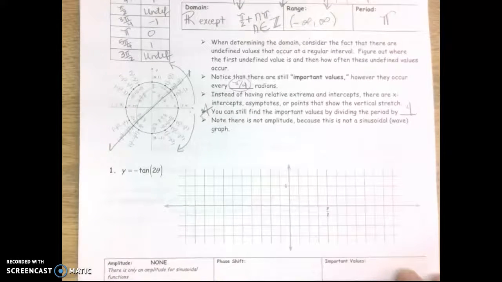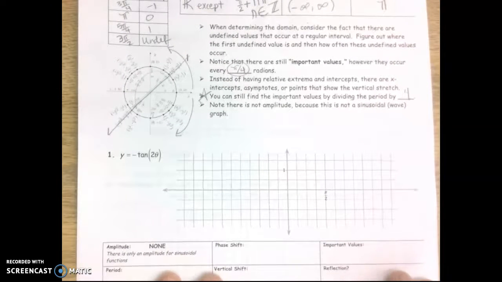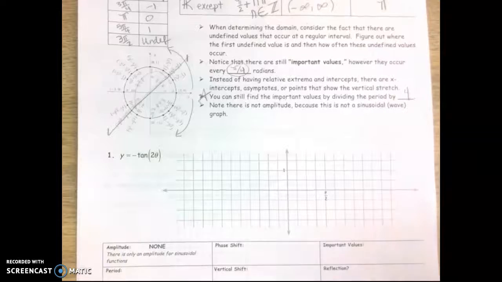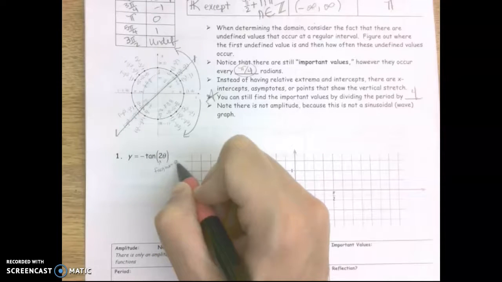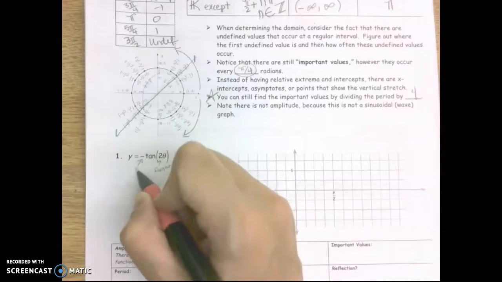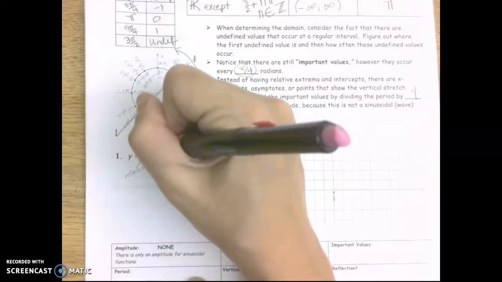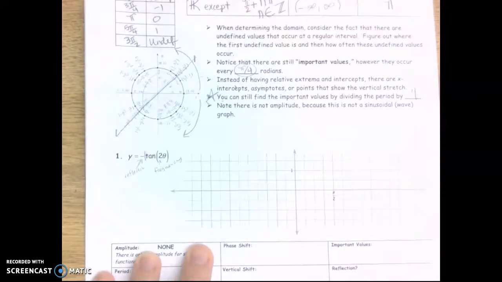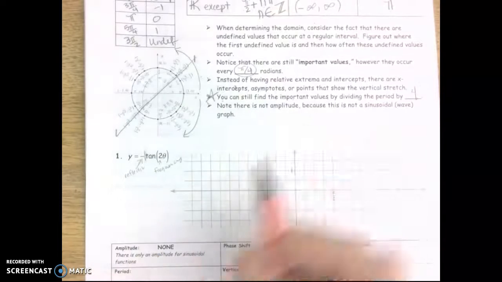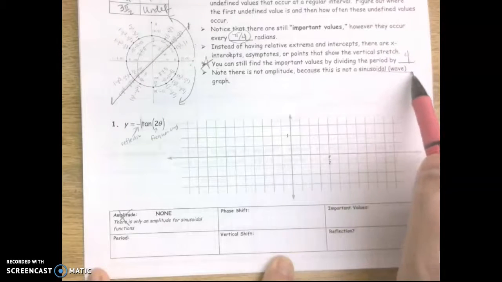All right, the next example right here, negative tangent of 2 theta. Okay, a lot of the same things are still true. This right here still represents frequency. And this right here still represents a reflection. Now, whatever that number is in front of tangent here, we call that like a multiplier. It still represents a vertical stretch or shrink, but we do not call it amplitude. It is not considered amplitude anymore. Amplitude only exists in a wave function.